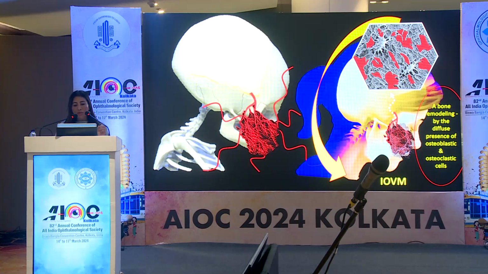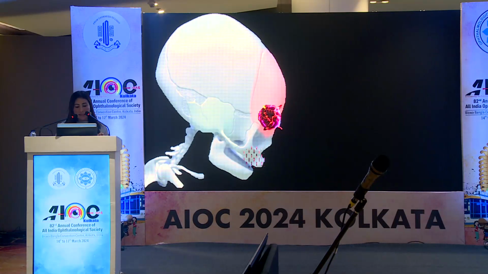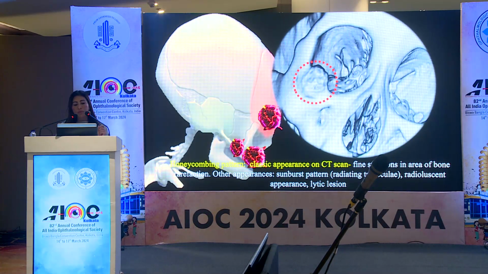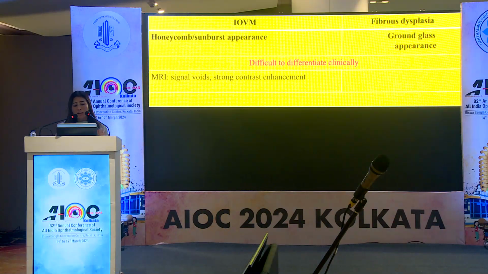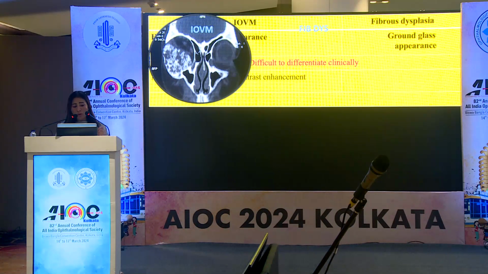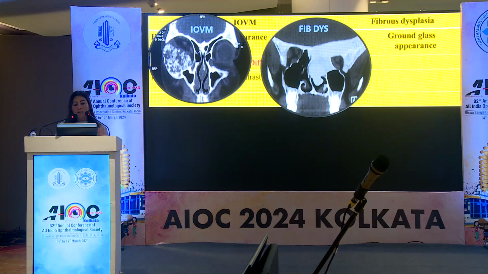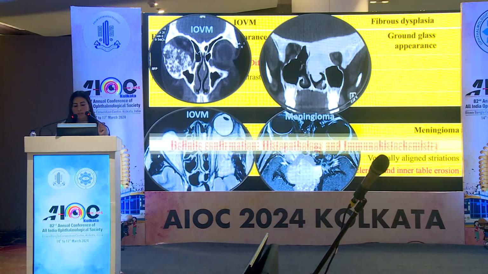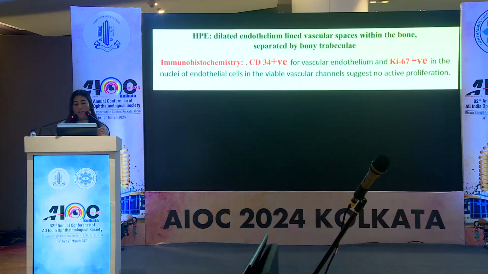This intraosseous vascular malformation can be at a single site or multiple sites. But as oculoplastic surgeons, we need to differentiate before the surgery because these are real vascular tumors. One of the common differential diagnoses is fibrous dysplasia. On the CT scan, fibrous dysplasia has more of a ground glass appearance as compared to the intraosseous malformation. Sometimes it is difficult to differentiate from meningioma, but the striations within the tumor look more radiating, as compared to the vertical striation that we see in meningioma. The definite diagnosis is by histopathology.